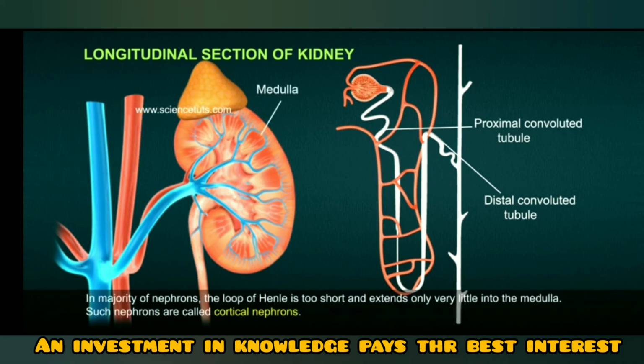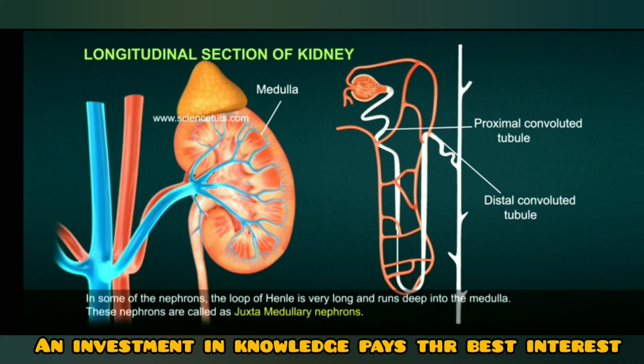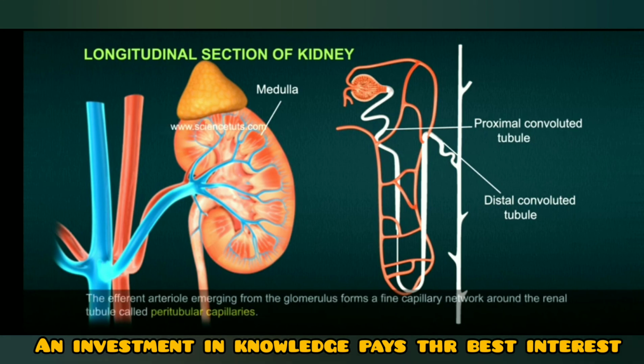In the majority of nephrons, the loop of Henle is very short and extends only very little into the medulla. Such nephrons are called cortical nephrons. In some of the nephrons, the loop of Henle is very long and runs deep into the medulla. These nephrons are called juxtamedullary nephrons.